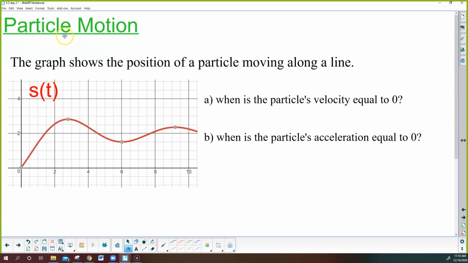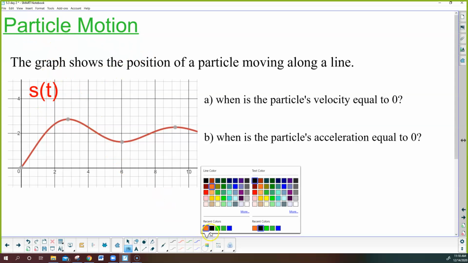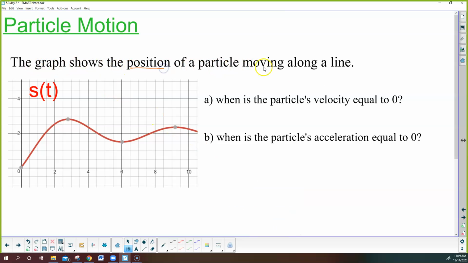We're going to actually relate this to motion. So the graph shows the position function of a particle moving along a line. So remember, position is just kind of like your original function f of x, but instead of using f of x, we usually use s of t, or sometimes we call it x of t. It's just your position function. So it tells you your location.